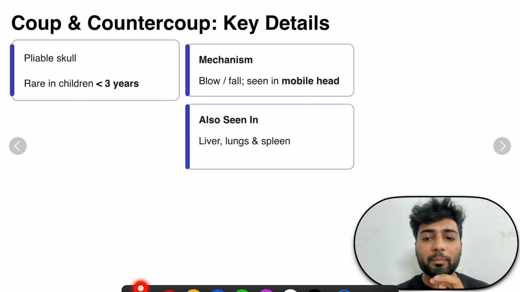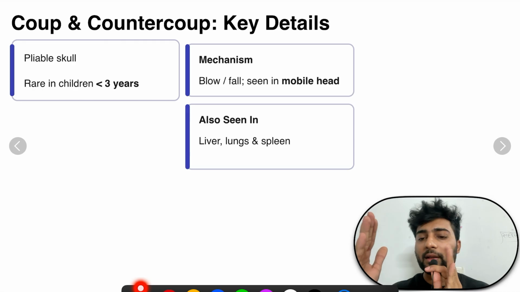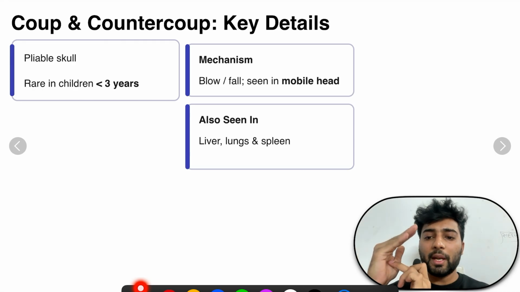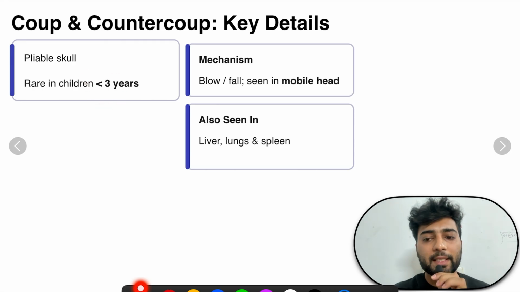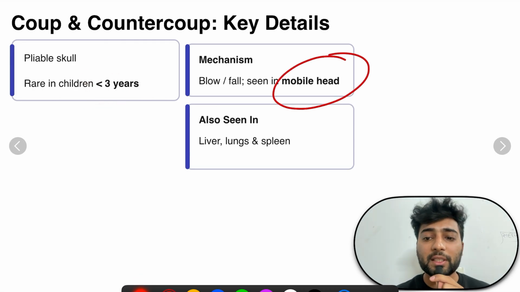Why? Because the skull is pliable. So, let's say this is the skull of a child, whenever there is a trauma it will bend rather than pushing hard over the brain surface. So it's rare in less than 3 years. What is the mechanism? It has to be a mobile skull. A stationary skull doesn't cause a counter coup injury, and it is also seen in other organs like liver, lung and spleen.